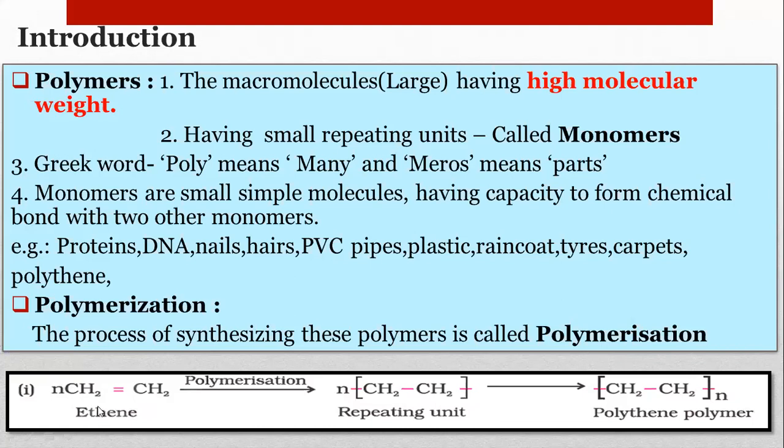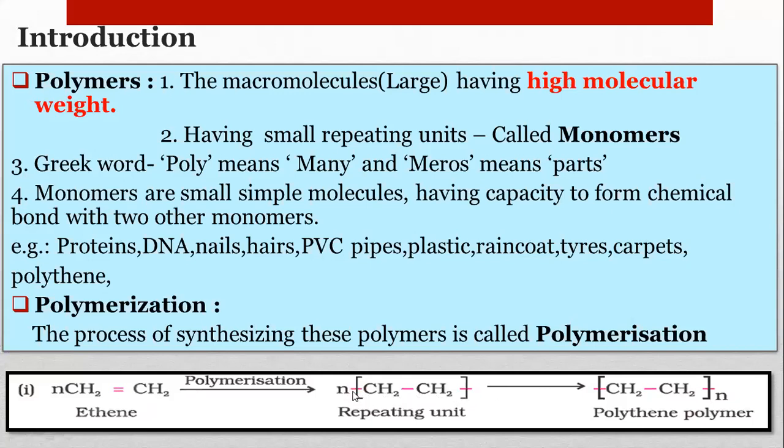So these n number of ethene molecules, after the polymerization process. See on the arrow, polymerization means it is a method of preparation of polymers. See, repeating units are formed. These are the repeating units. In the repeating units, you can see clearly the double bond is not there. This double bond is broken, and from both sides, this monomer can grow.